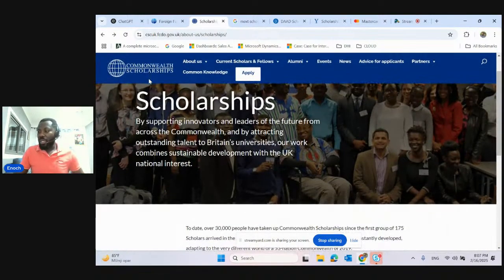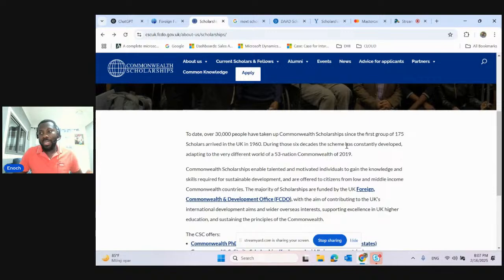The Commonwealth scholarships are scholarships provided by a UK institution. It can be taken in Wales, Northern Ireland, Scotland, in a university in Scotland or a university in England. So these four countries come together to offer the scholarship.